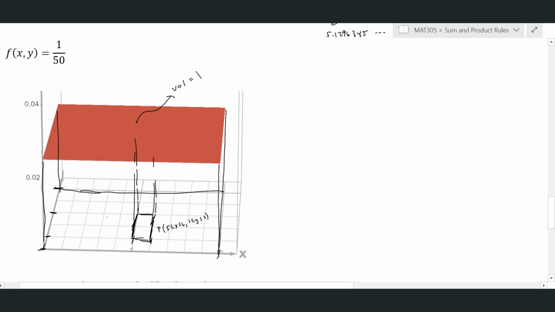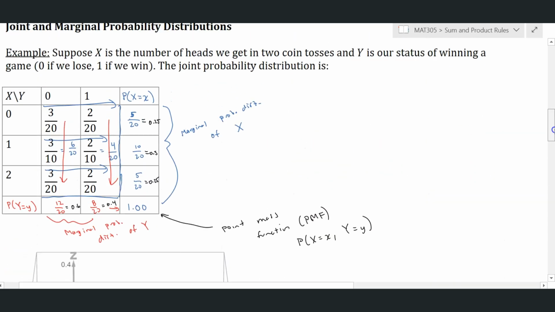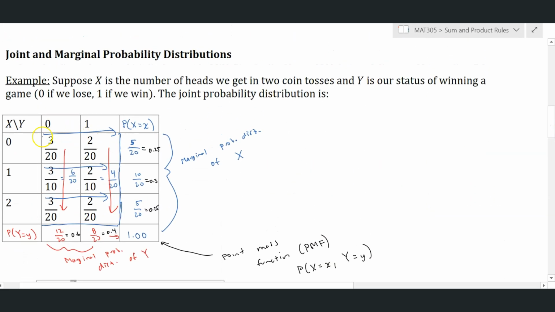That would be that volume. So it would be a subset of it. But let's just say that what I wanted was just the marginal PDF of x. Well, I want f of x, and I want to ignore the value of y. So think back to what we did over here. If we wanted to ignore the value of y, and we just wanted the probability of x, regardless of the value of y, we summed across the values of y.